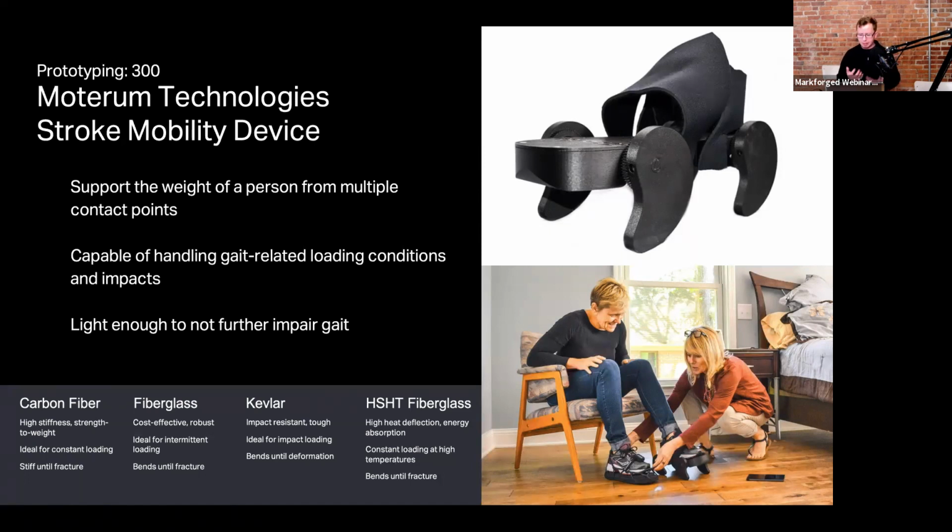So basically the design constraints for these are that it needs to support the weight of a person from these multiple contact points, and it needs to be capable of handling gait-related loading conditions and impacts, but light enough to not further impair gait. Again, because this is a learning device, in the case of a fall, the part may need to endure that. So please think about what type of fiber you'd use in this situation. If we have enough polls in, then we'll look at the results.